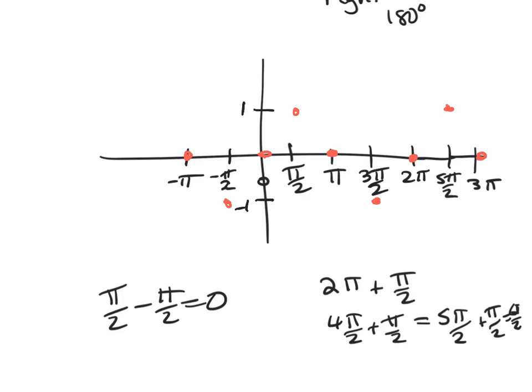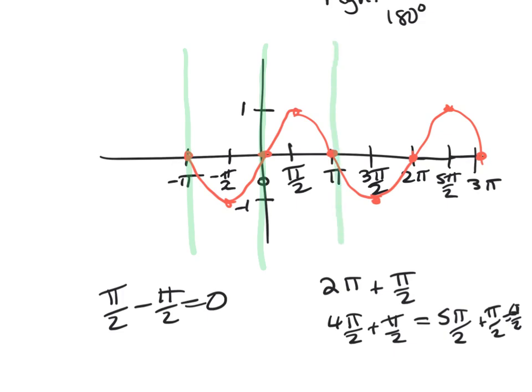So I'm going to go ahead and connect my points. I'm going to draw in my vertical asymptotes at every point that's touching the x-axis. So I have a vertical asymptote at negative pi. I have a vertical asymptote at 0, at pi, 2 pi, and at 3 pi.